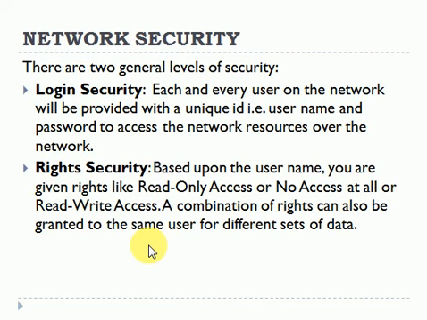There are two levels of security. First is the login security. What is login security? Login security means each and every user will have a login ID and password. If he or she wants to use the computer system over the network, he has to input his unique ID, that is the login ID or username, and password to access the data. So we can know who is authorized and who is unauthorized by using login security.